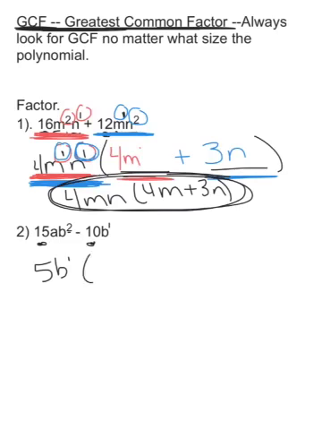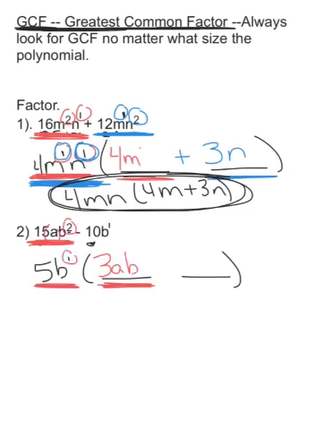We have two terms, so we're going to put a parenthesis, and we're going to put two blanks. So to fill in the first blank, we're going to look at the first term, and we're going to divide it by your greatest common factor. So 15 divided by 5 is 3. We have an a, but we don't have an a down to divide it by, so we'll bring the a over, and then we'll subtract our exponents on our b's. So 2 minus 1 would give us 1b.